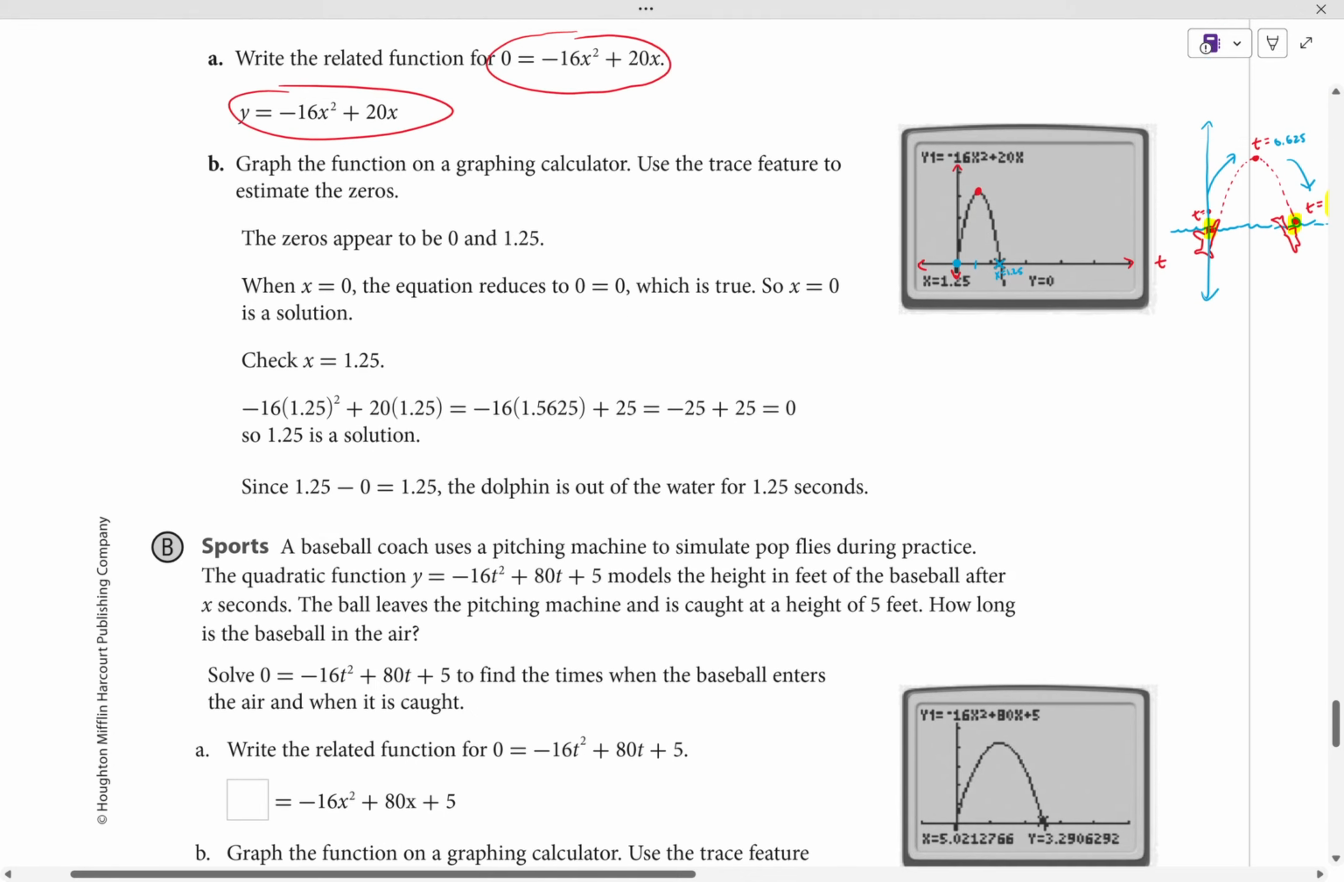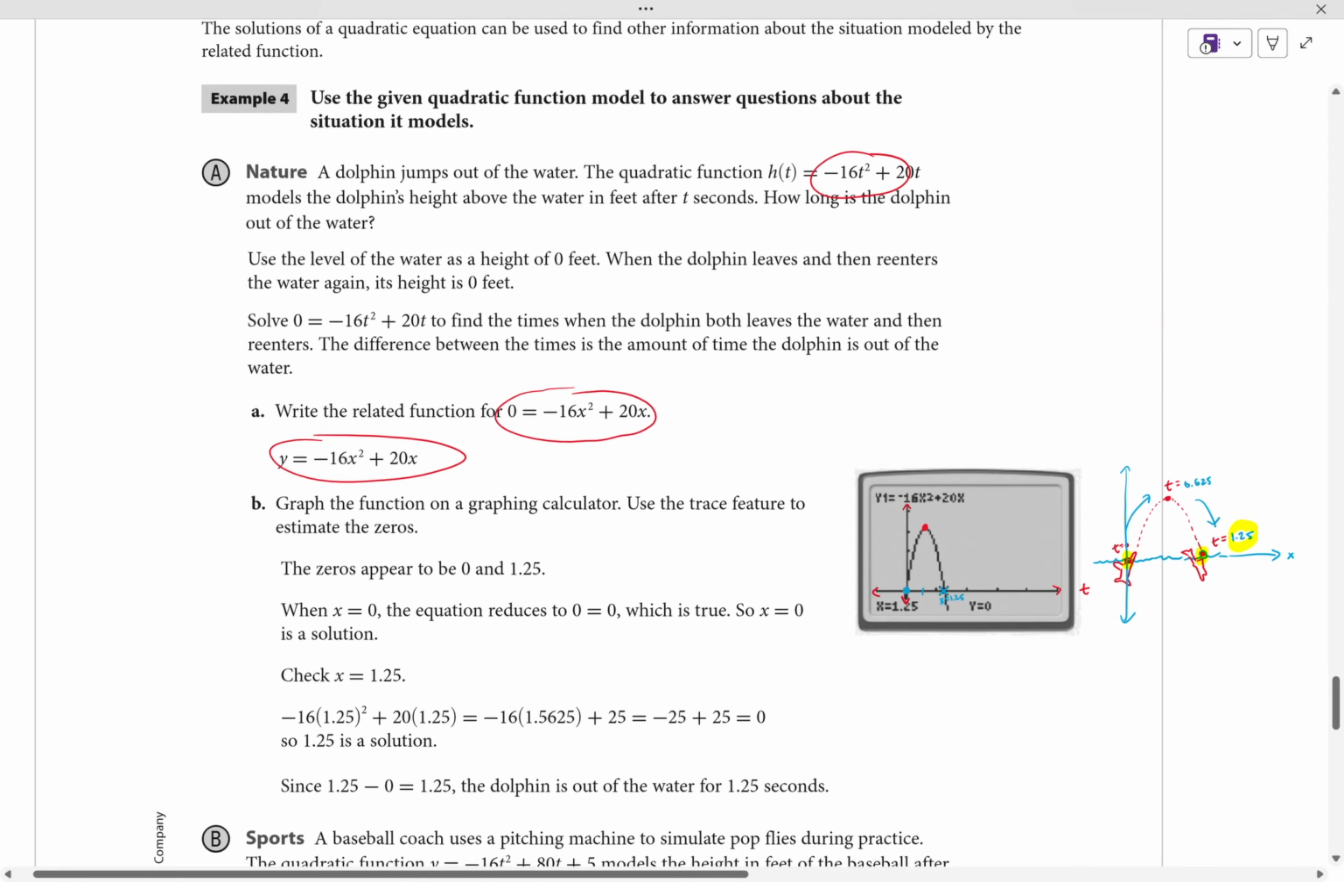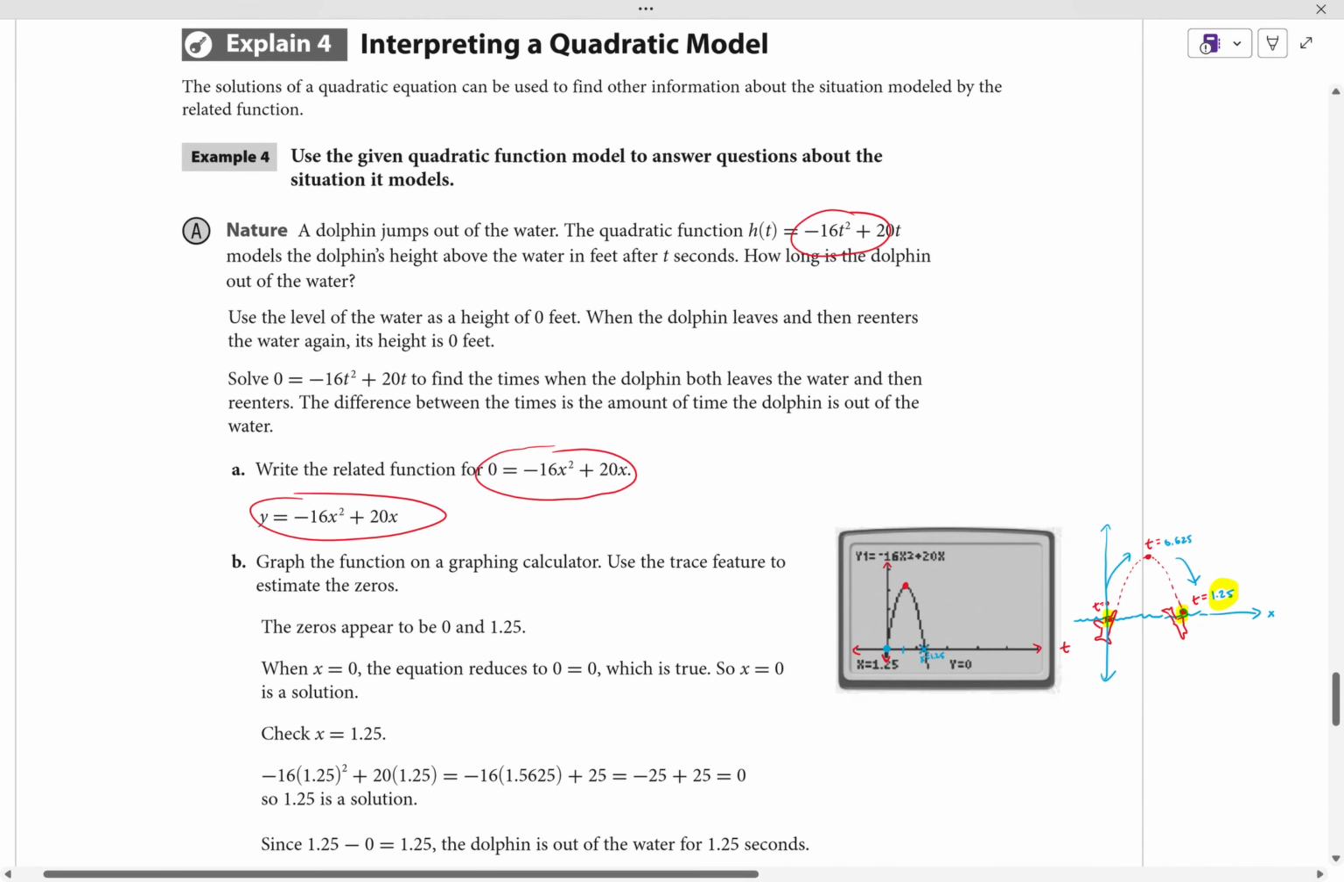Okay, so zeros are the x-intercepts of your function. There can be 2 of them. That's going to tell you the x values when y is equal to 0.